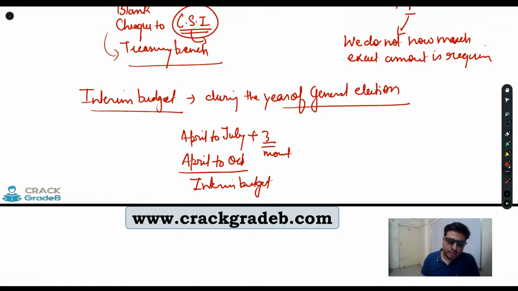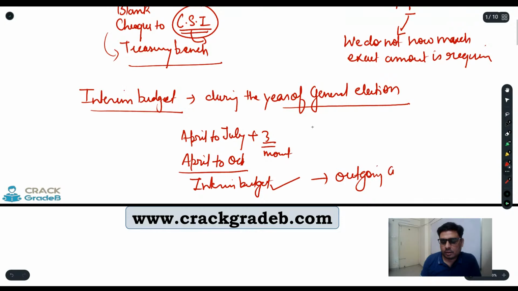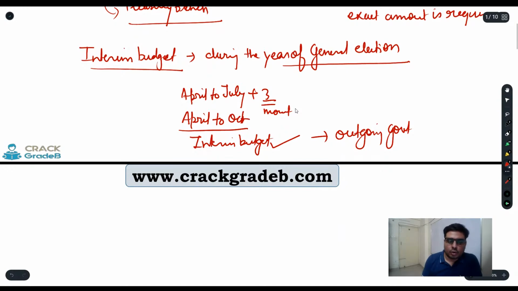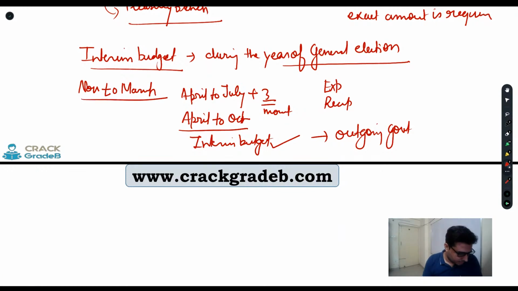So always keep this thing in mind. The interim budget will always be presented by the outgoing government. Okay. Now, when the new government comes after October, till then October you have presented the budget regarding expenditure and receipts. Now the new government has to prepare the budget for the remaining time of the financial year, that means from November to March. They have to present the budget from November to March.